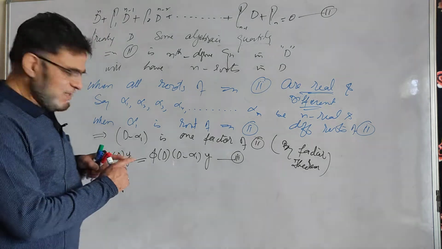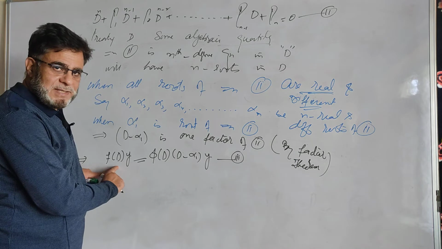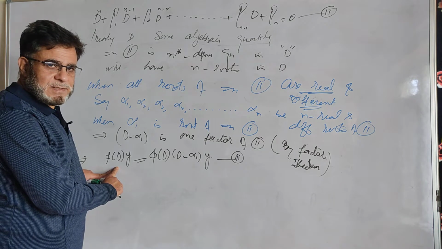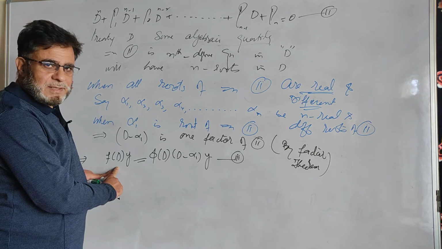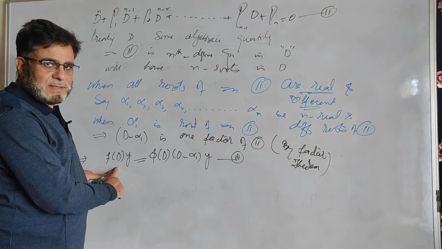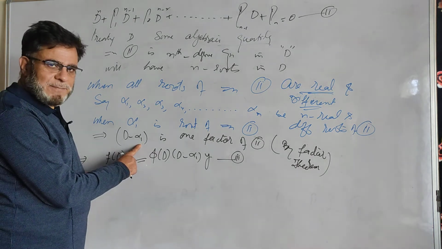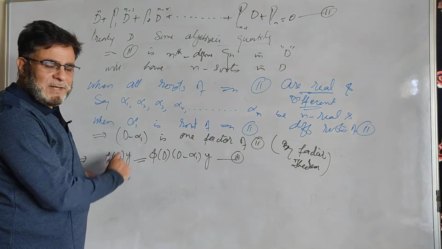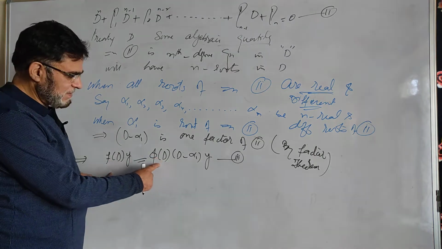Because the fact is, when we divide f of D, I will give you just a recapitulation of this theorem, the factor theorem. When D minus alpha becomes a factor of f of D, it means it will divide this f of D exactly. When you divide f of D exactly, you will get a quotient. It is this phi of D.